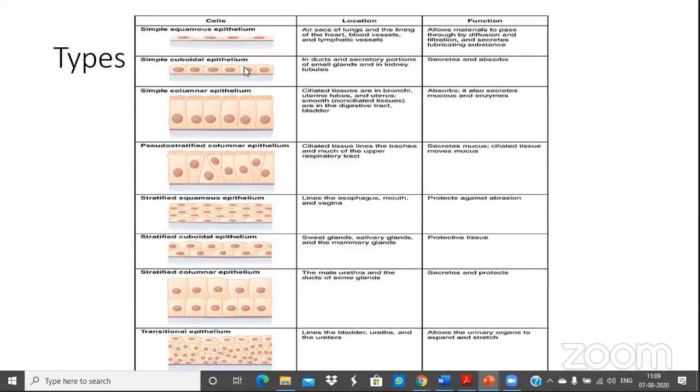The second type is cuboidal, cube-shaped epithelial cells. That's what is named simple cuboidal epithelium. Simple means a single layer cuboidal epithelium. Okay, they are found in ducts and secretory portions. Mainly, most of the endocrine glands contain this kind of cuboidal epithelium that secretes many hormones, many enzymes, and many chemical molecules. They are involved mainly in secretion and absorption.